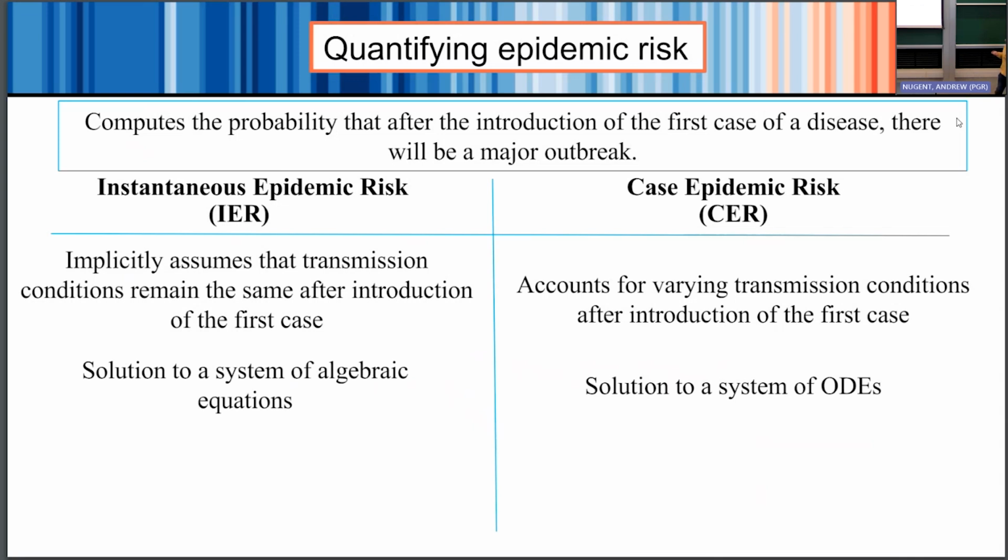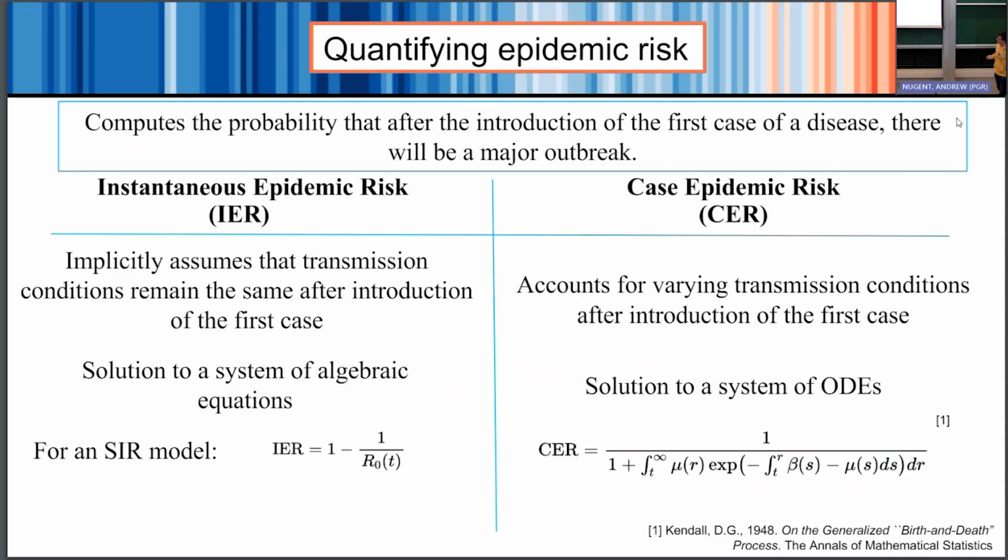So the IER is quite simple. It's a solution to a system of outbreak equations, and the CER is more complicated. It's a solution to a system of ODEs. For an SIR model, these two quantities are quite well known. You might have seen the derivation of the IER. In this case, it's 1 minus 1 over R naught. And then for the CER, it's got this messy expression.